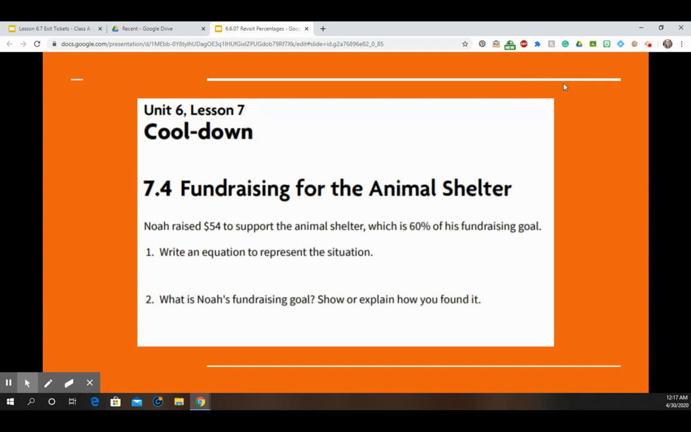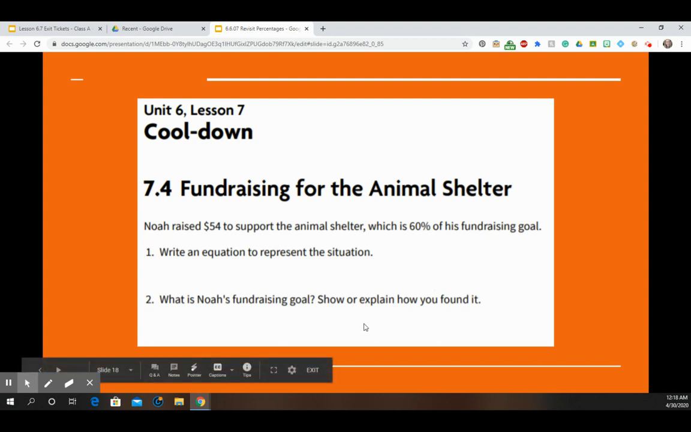Noah raised $54 to support the animal shelter, which is 60% of his fundraising goal. We don't know the fundraising goal. Okay, maybe you're going to call that X. Number 1, write an equation to represent the situation. So that's where you're going to put your equation, your number sentence, right? Number 2, what is Noah's fundraising goal? So now you're going to solve for that variable. Show or explain how you found it. So show me that work. What did you do? Okay.